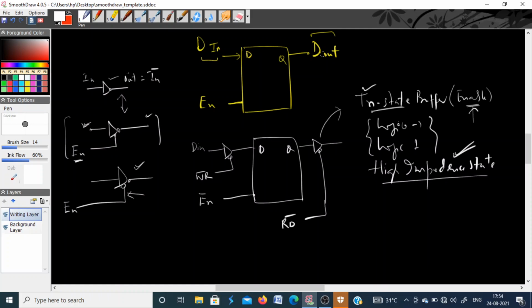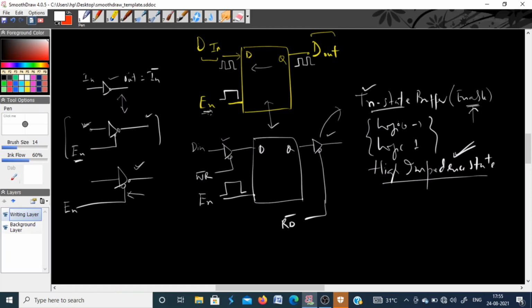So if this is my basic D latch or a D flip-flop, and I include tri-state buffers for the input and output, what will happen now? The input and output cannot change freely. Suppose your enable pin is high, because I have taken it as an active low pin. If you apply some input here, of course that will simply come at the output because it is a D latch, D flip-flop. So the output will simply trace the input for the time when the enable pin is high.